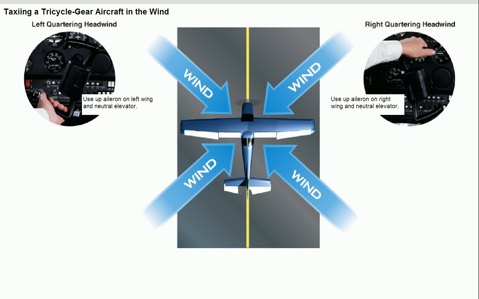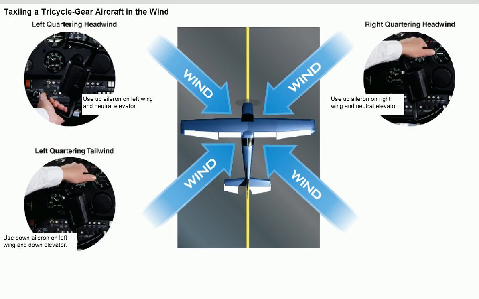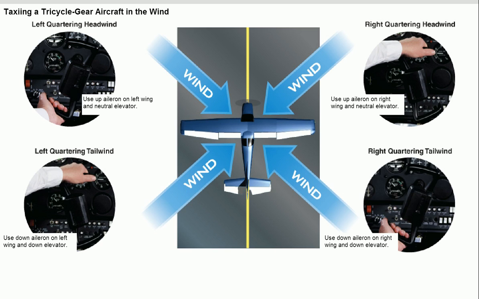Similarly, if the wind is blowing from the right front quarter, hold the right aileron up with a neutral elevator. Conversely, if the wind is blowing from the left rear quarter, position the left aileron down with a down elevator. And for a right rear quarter wind, position the right aileron down with a down elevator.